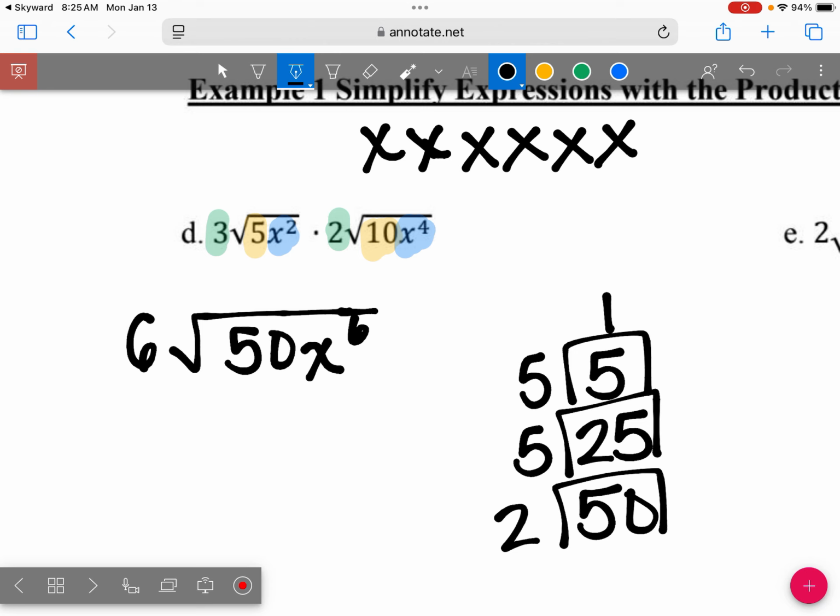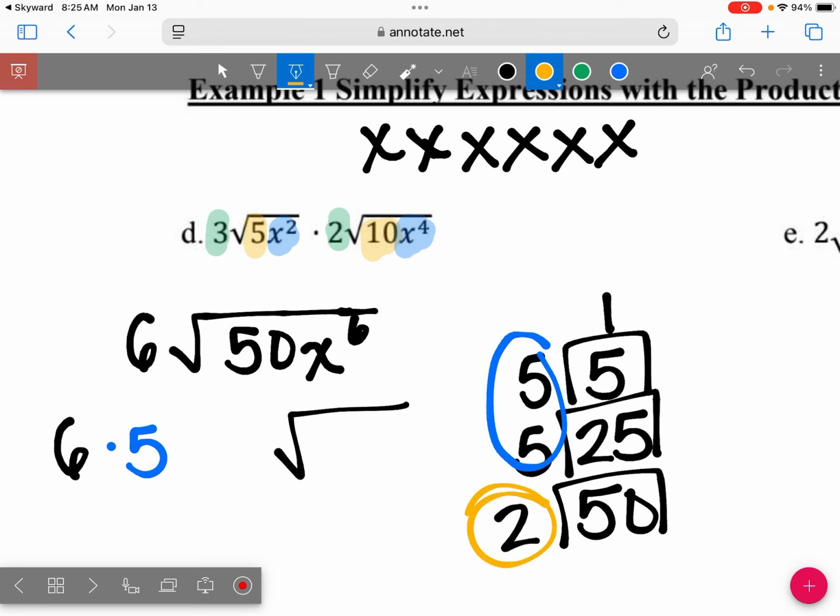All right, so whose cake looked like my cake? Good. So we had a pair of 5s. So we already have this 6 that's on the outside. That's already hanging out outside. But now I have a pair of 5s that's also going to come outside with the 6. Let's make our radical. And so far we have a 2 that's going to stay under.